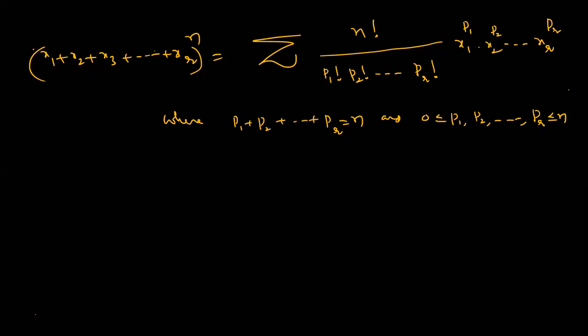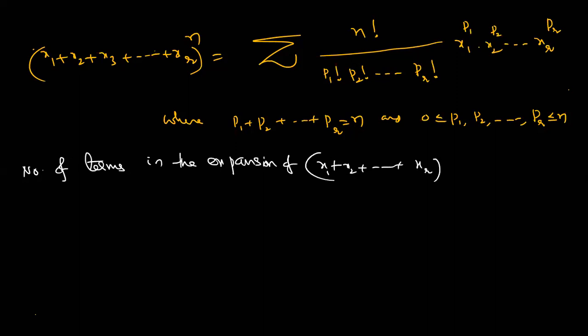So the formula is there, right? The concept is what here? Number of terms in the expansion of x1 plus x2 plus and so on, xr, whole power n. Right? What is the form I'm directly giving? The same concept is coming in that case. Let me discuss.